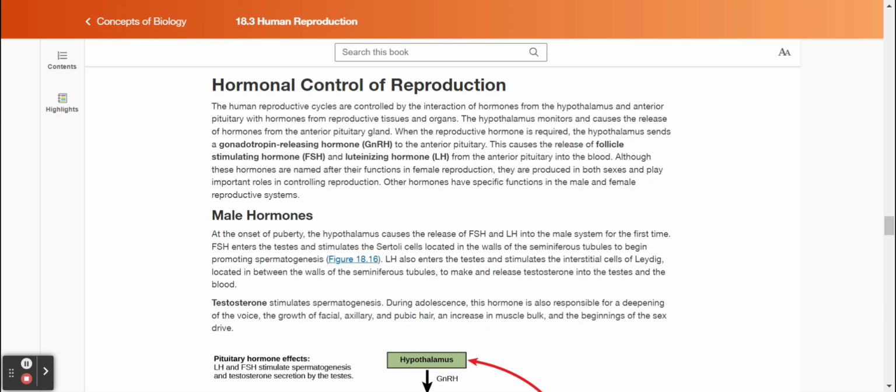This causes the release of follicle-stimulating hormone and luteinizing hormone, FSH and LH, from the anterior pituitary into the blood. Although these hormones are named after their functions in female reproduction, they are produced in both sexes and play important roles in controlling reproduction. Other hormones have specific functions in the male and female reproductive systems.